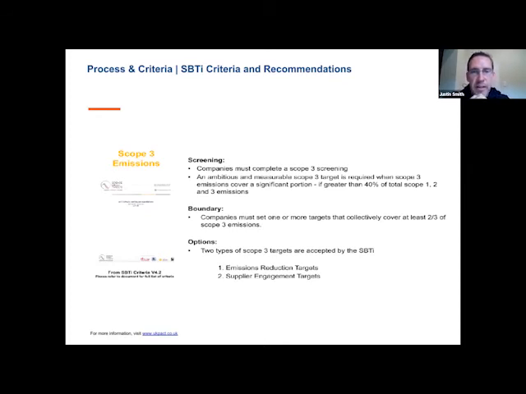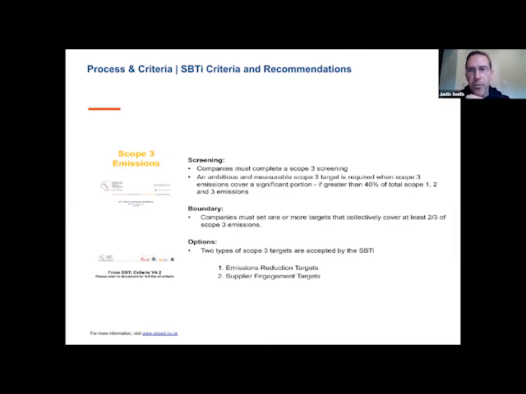So scope 3 screening is important as a kind of first step. And then when, as I said, scope 3 emissions cover a significant portion of your total emissions, greater than 40%, it really is important to make sure you've got scope 3 plans included in your commitments going forward.